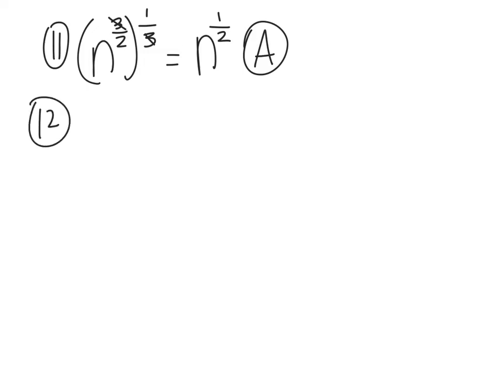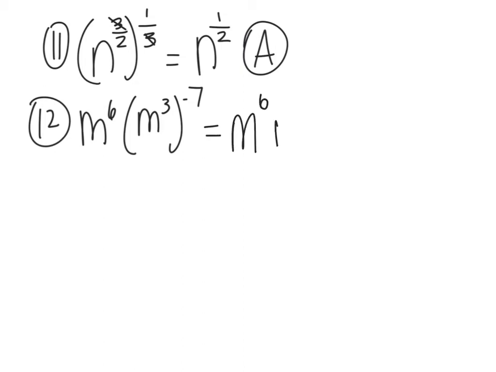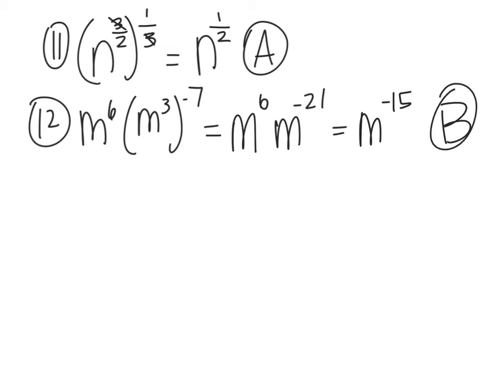12. m to the 6th, m to the 3rd to the -7. What we're going to do first is multiply these two, and we get m to the 6 times m to the -21. Then you're going to add these, because we're multiplying powers with the same base, and we get m to the -15, which isn't technically simplified all the way, but that's the right answer. I don't like that they put that on the test. All right, 13.